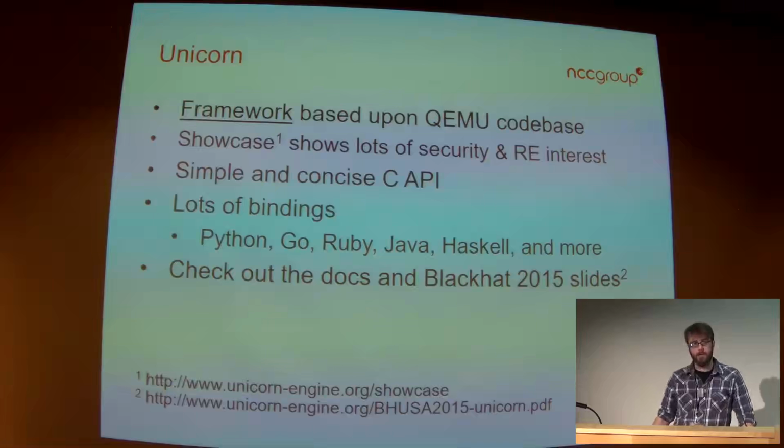The framework is based on the QEMU codebase, but the two projects have very different intents. Unicorn is a framework that's made for you to extend things and implement things, whereas QEMU is a standalone that emulates things for you.